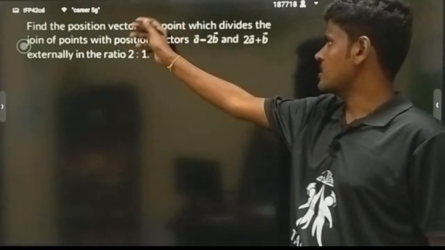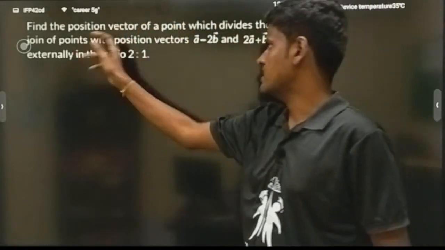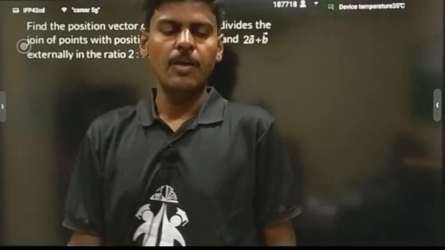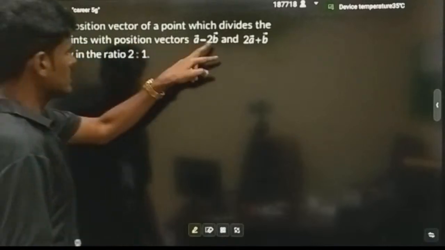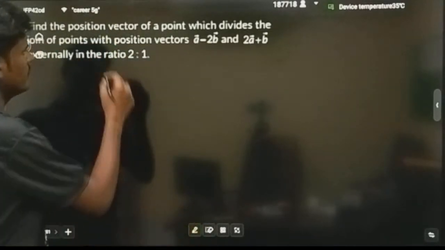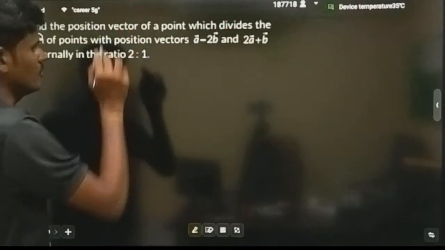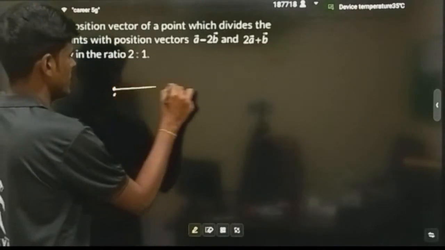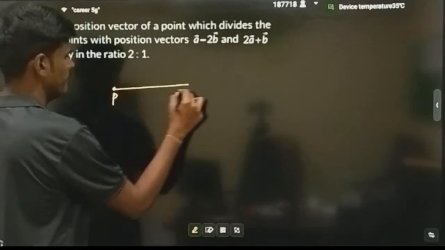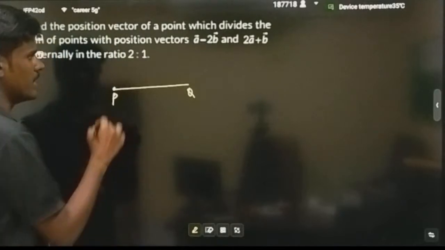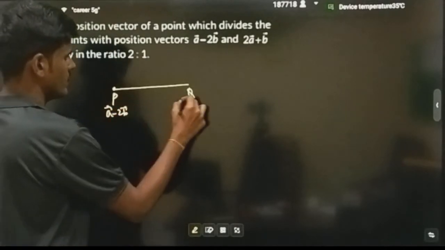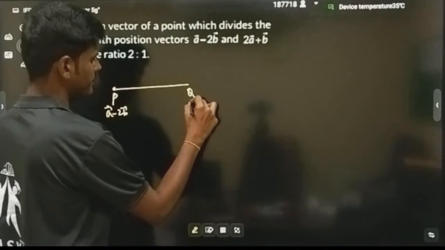Next question is the position vector of a point which divides the line joining points externally in the ratio. Okay, sir. What is A minus 2B vector? Do we have A vector and B vector? No, nothing is given. So let's take this point as P and Q. We don't know the point. This is nothing but A minus 2B and this is 2A plus B.